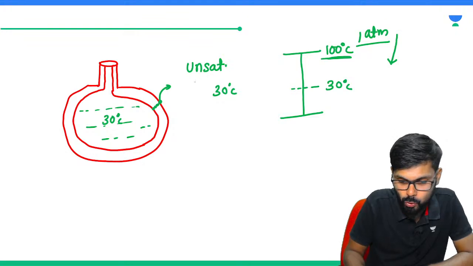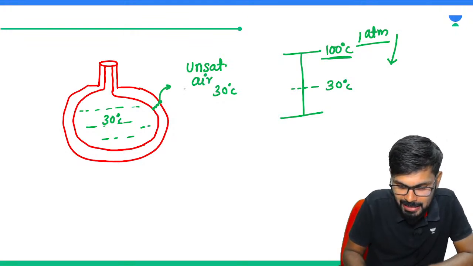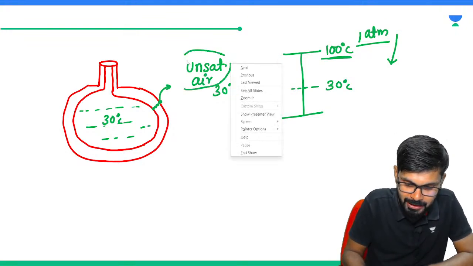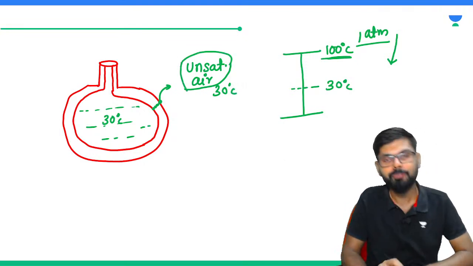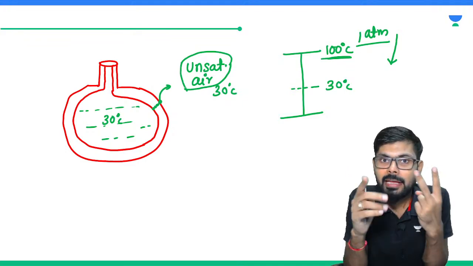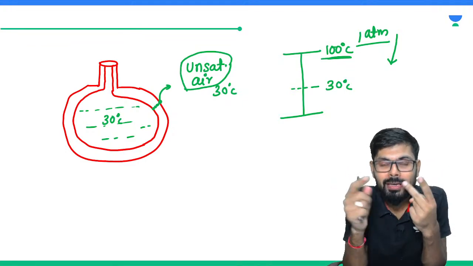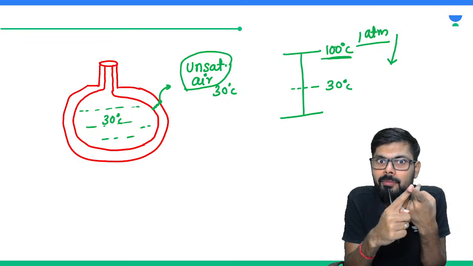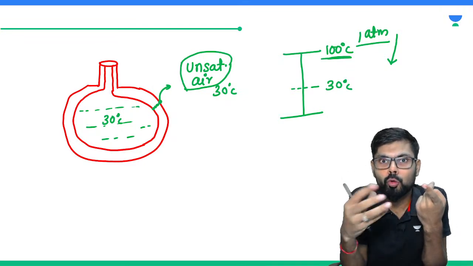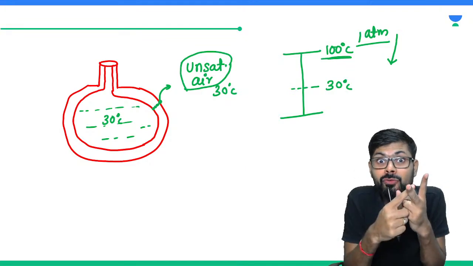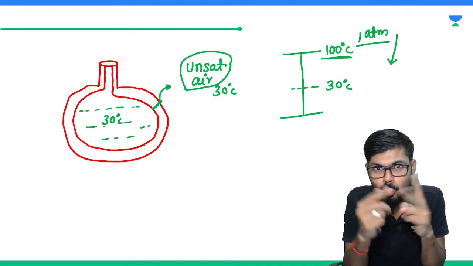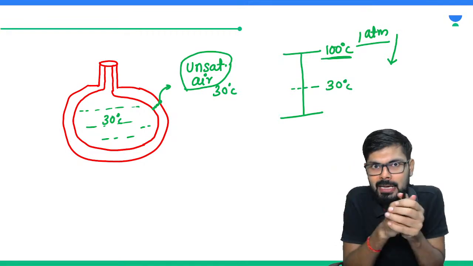Now this is the most important part. Unsaturated air. Whatever air is there, that air is unsaturated. What do you mean by unsaturated? See, in air two components are there. One is dry air. Dry air means O2, N2, helium, all these particles. Another component is the wet component, that is water vapor. Two things are there, right?